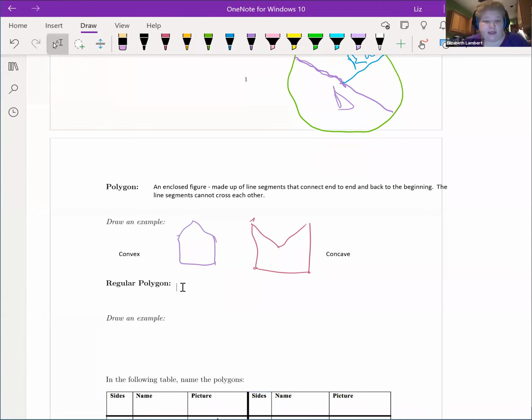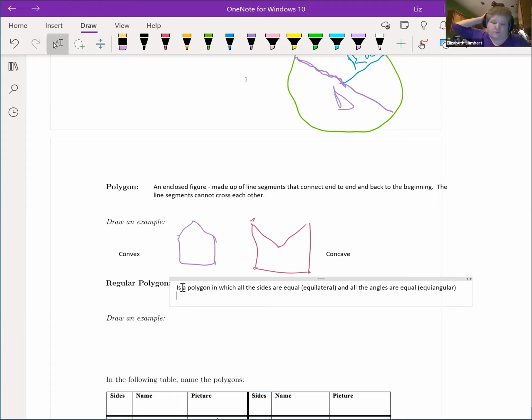A regular polygon is a polygon in which all the sides are equal, and then I'm going to write the fancy math term, equilateral. And all the angles are equal, meaning they're equal to each other. They're all the same size. And then sometimes we use the fancy math word equiangular. Equiangular.